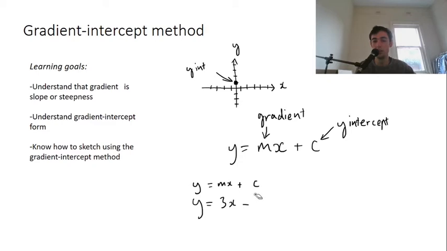Okay. So we've done these two things. Understand that gradient is slope or steepness, and understand gradient-intercept form. Hopefully you're at this stage where you know these two. If not, you can go back to the video, or you can do a bit more research. Okay, so now we're getting to this stage where we are getting up to actually sketching. Now this is my favorite way of sketching a graph, because there's a lot of good understanding inside of this.